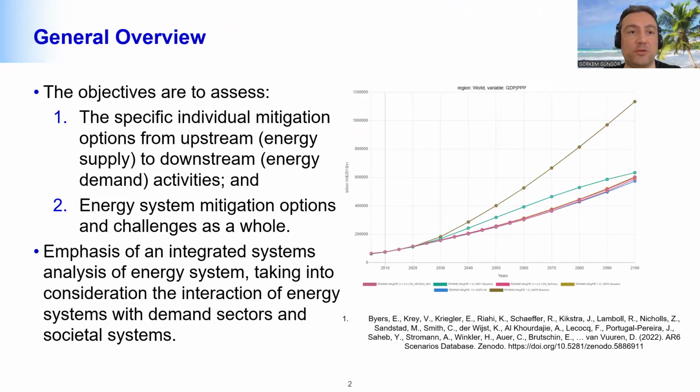First, a general overview. The objectives of the section are to assess the specific individual mitigation options, starting from upstream activities from energy supply, secondary electricity generation, transmission, distribution, up to the downstream activities for final energy demand and energy use activities. And the second one is to assess the energy system mitigation options and challenges as a whole.